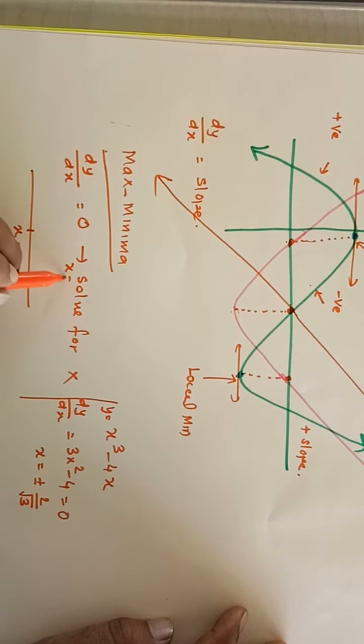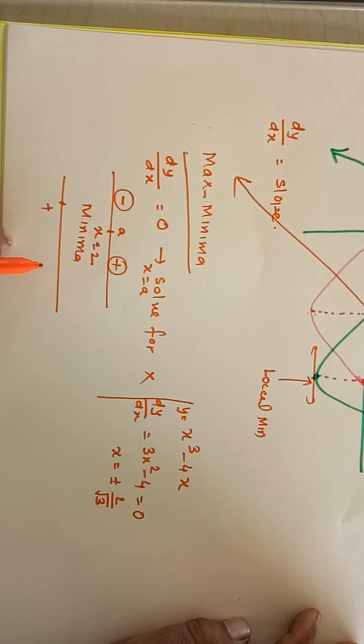Let's say I got x equals a from here. You draw the sign diagram. Take a value on the left side of x and a value on the right side. For example, if you have x as 2, take maybe 1.5 on this side and 2.5 on that side. If your slope is changing from negative to positive, it's a minima. If the slope is changing from positive to negative, it's a maximum.